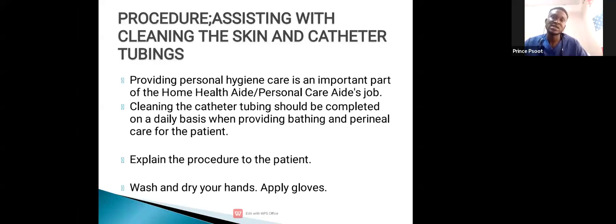Now, procedure for assisting with cleaning the skin and the catheter tubing. So this is another procedure entirely. You don't just use the catheter tubing anyhow. They get cleaned. Even the skin too should be cleaned.